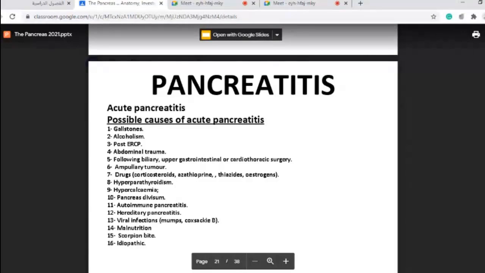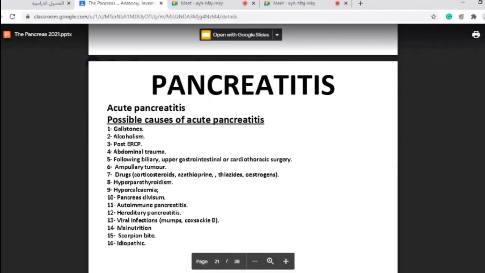Okay? The causes of acute pancreatitis: there are a lot of causes of acute pancreatitis. The two most common causes are gallstones and alcoholism. Gallstones is the most common cause of acute pancreatitis. That's why for patients with gallstones, we advise surgery, as we discussed previously, because one of the complications of gallstones is acute pancreatitis, regurgitation of fluid causing acute pancreatitis. Also, alcoholism is a very important cause of acute pancreatitis.